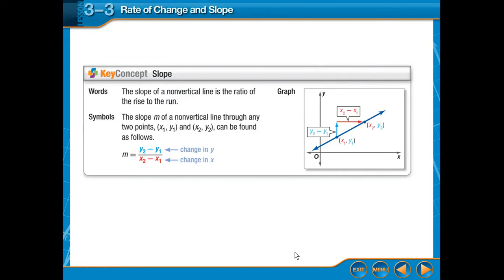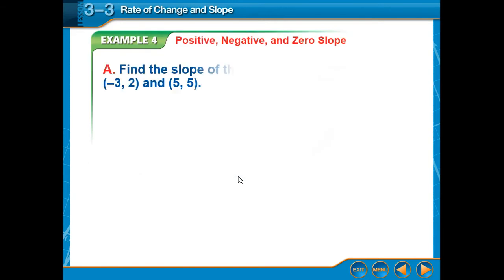If we're given coordinates, like this is x and y, we have a point here and a point here, we can use this formula, m equals y2 minus y1, so again, change in y over the change in x, x2 minus x1, which is basically what we were doing anyway. So let's try and do a problem.